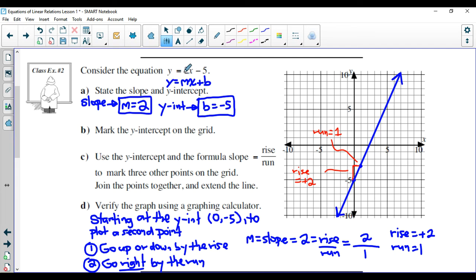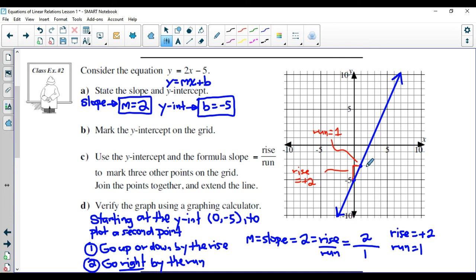That's the power of the y equals mx plus b equation, you can plot the graph really easily. So what you would do is start at the y-intercept, which has a value of -5, and then use the slope to get another point. A slope of 2 would tell you to go up by 2 and then across by 1. So if you go up 2, across 1, here's another point. So this point here would be 1.